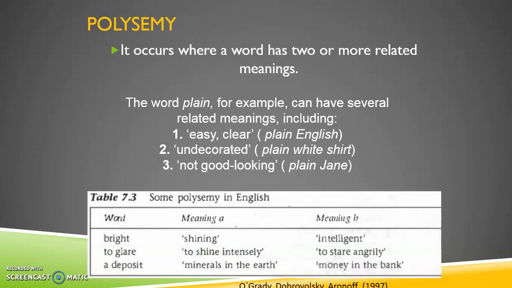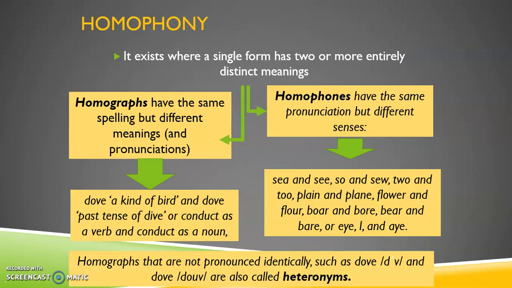Polysemy occurs where a word has two or more related meanings, and related is a very important word here. The word plain, for example, can have several related meanings, including clear, as in plain English, undecorated, as in a plain white t-shirt, and not good looking, as in plain Jane. Some other polysemy in English: bright, shining, intelligent; to glare, to shine intensely, to stare angrily; deposit, minerals in the earth, money in the bank. Those are related meanings.